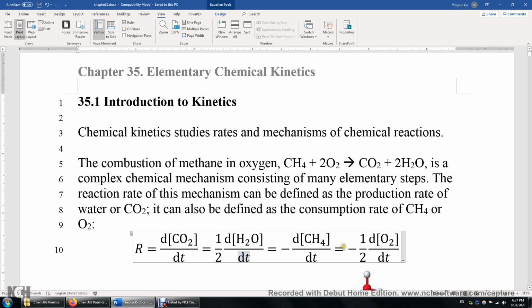We can also use reactants. Over here, this is how fast CH4 is consumed. And over here, this is how fast oxygen is consumed. But again, whenever one CH4 is consumed, at the same time, two molecular oxygen are also consumed. Therefore, you have 1/2 in front of d[O2]/dt. And also pay attention to the negative signs. This is because, again, methane and oxygen are consumed, so this derivative is negative.